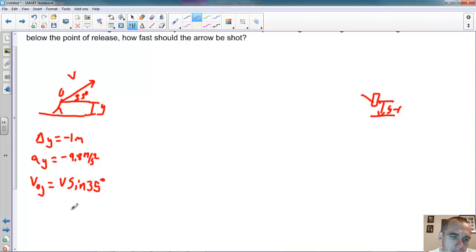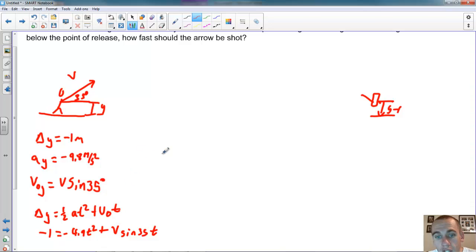Now, that's not enough information to get me either v or t, because if I use my equation, delta y equals 1/2 at squared plus v naught t, what I end up with is negative 1 equals negative 4.9 t squared plus v sine 35 times t. I have t as an unknown and I have v as an unknown. So I have two unknowns, which means I need another equation.